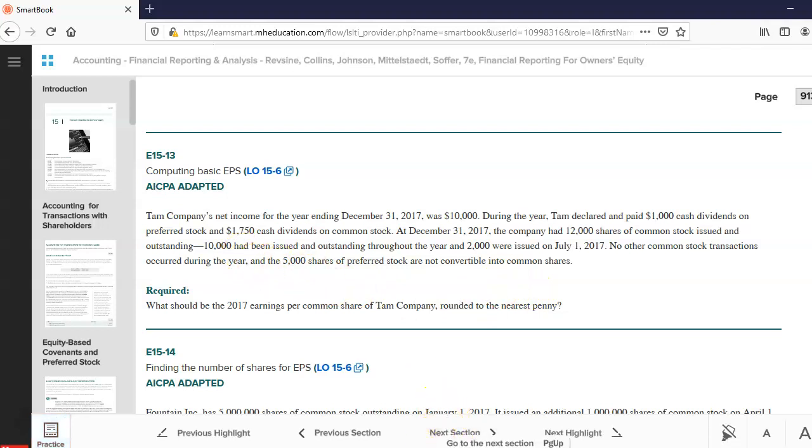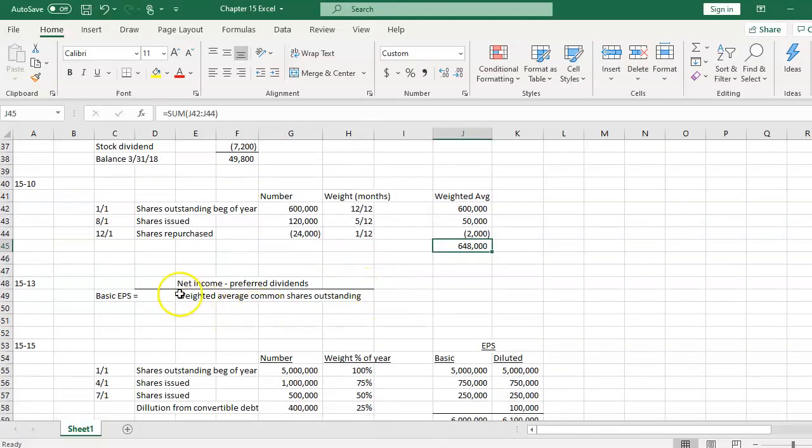Okay, so thankfully, easy computation. I put the computation in here for us right here. So this is the basic earnings per share computation formula. We just take net income, we subtract preferred dividends from that, and then we divide that by the weighted average common shares outstanding. And that makes it fairly easy for us, thankfully. So with this one, they had 10,000 shares issued for the full year.